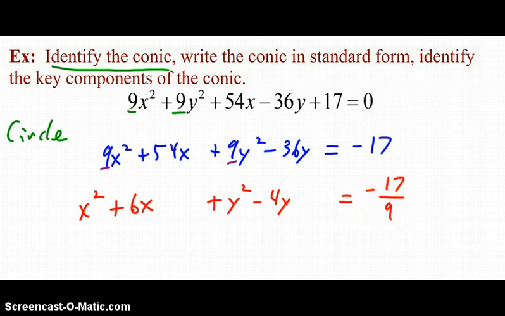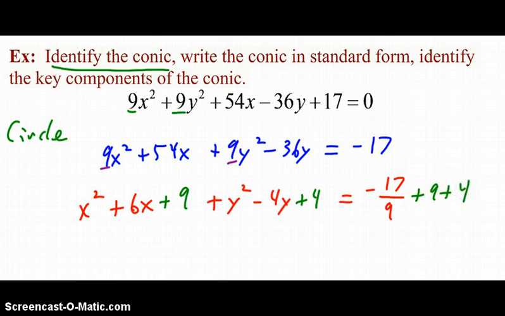Now we're going to complete the square. What do we do to complete the square? We take half of the middle term and square it. Half of 6 is 3. 3 squared is 9. Half of 4 is 2. 2 squared is 4. If I add 9 to the left side, I have to add 9 to the right side. If I add 4 to the left side, I have to add 4 to the right side.